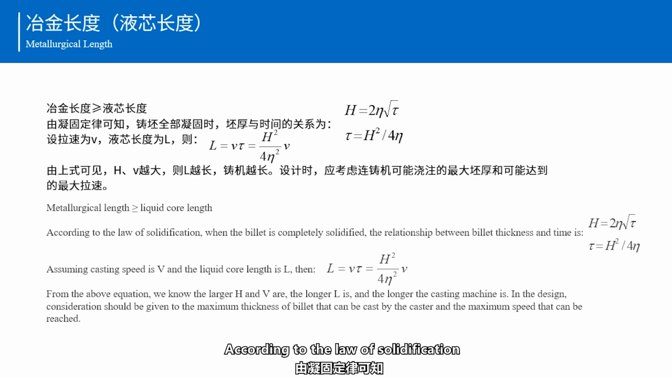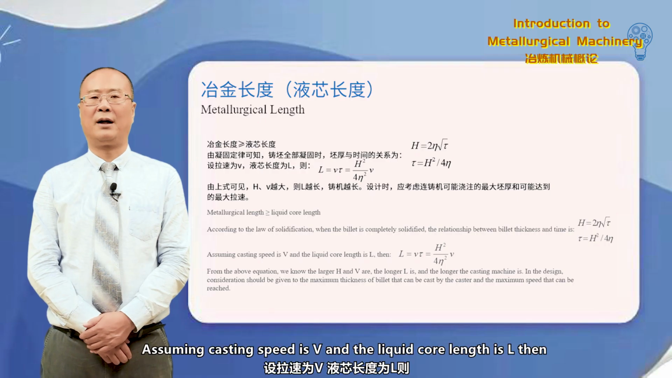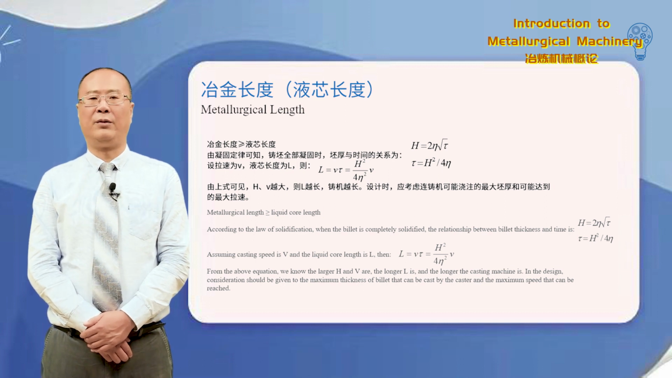According to the law of solidification, when the billet is completely solidified, the relationship between billet thickness and time is h equals 2 times k times square root of tau, and tau equals h squared divided by 4 times k squared. Assuming casting speed is v and liquid core length is L, then L equals v times tau, equals open bracket h squared divided by 4 times k squared close bracket times v.